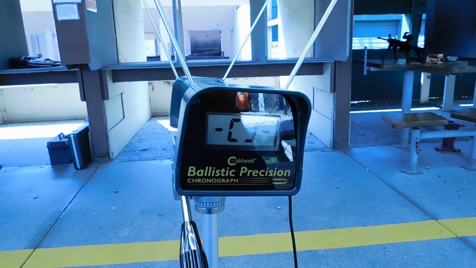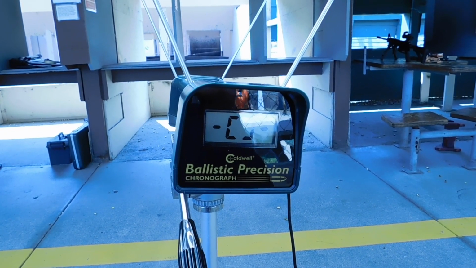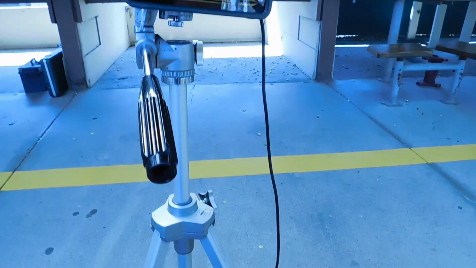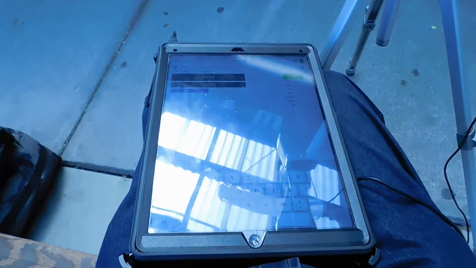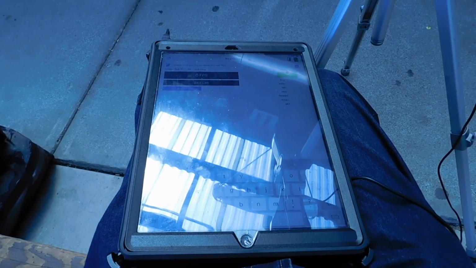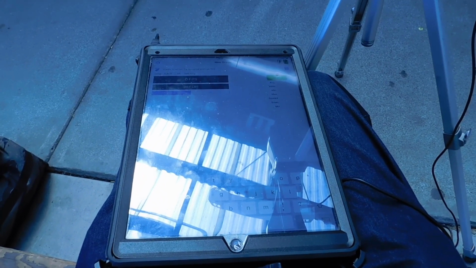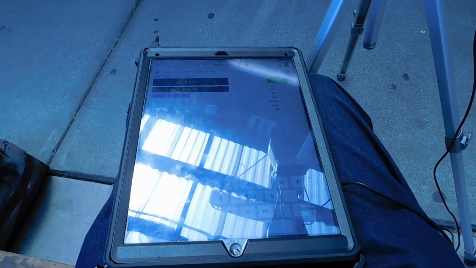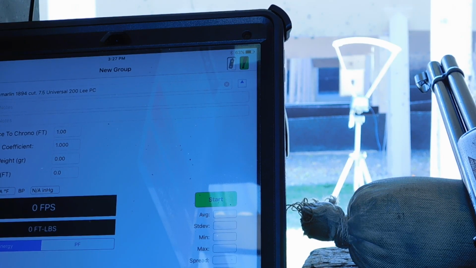So setting up the Caldwell Ballistic Precision Chronograph is easy. It takes about 2 minutes. And there's the cord connected to the iPad, and we'll go ahead and set this up at the shooting station at the next target change. So there's the chronograph all set up and the app all connected.